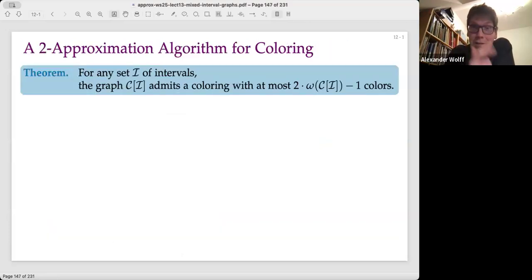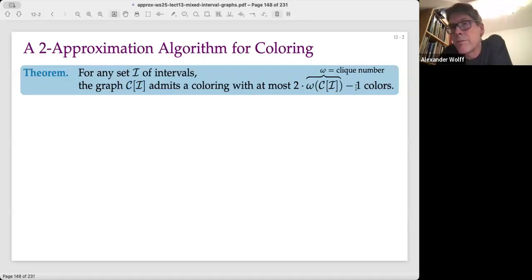Okay, and here's the result. It says that this containment graph of a set of intervals can be colored with 2 times the clique number of this graph minus 1 many colors. And the clique number is simply the size of the largest clique. So that's a lower bound. We definitely need that many colors, but we can do it with 2 times as many colors, minus 1.